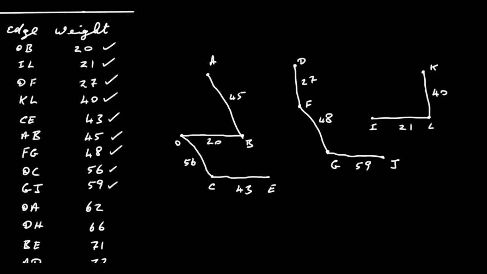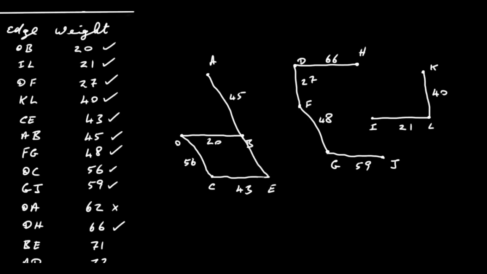OA is the next one. Now the problem with OA is if we were to draw from O to A here, we end up with a cycle, so we can't use that one. So I'm going to put an X next to that one. DH is the next one. Well, D is here, and H is actually out here somewhere. That has a weight of 66. The next one is BE, which is 71. So from B to E again, that's going to form a cycle.